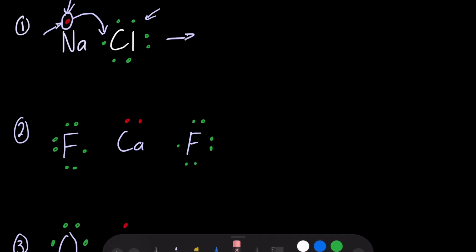I'll just use white to represent sodium. So we have Na, and since it lost its one valence electron, it now lost a negative charge. So its overall charge, I guess we don't need the brackets here. We can erase the brackets. We can just write that Na has a positive charge.